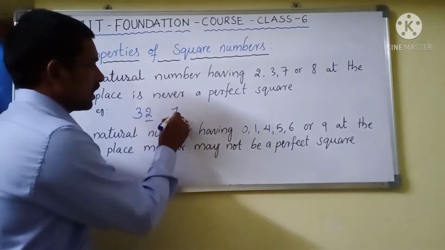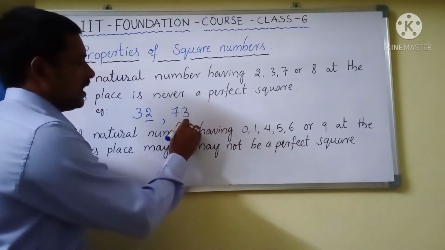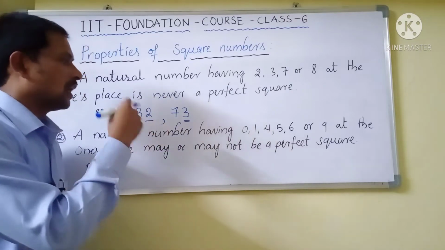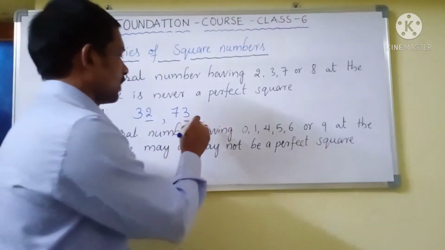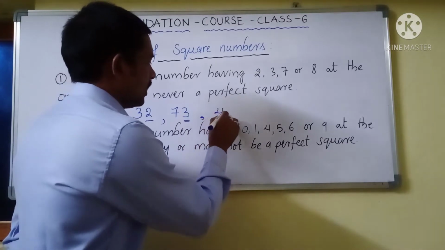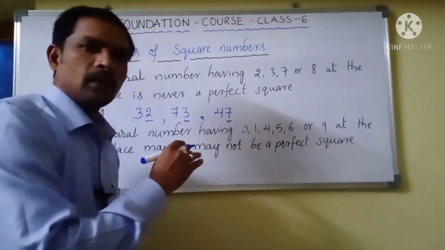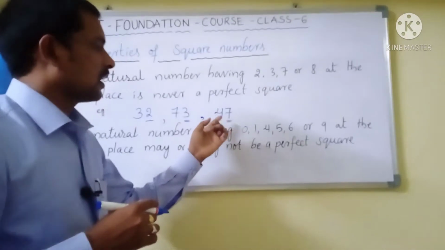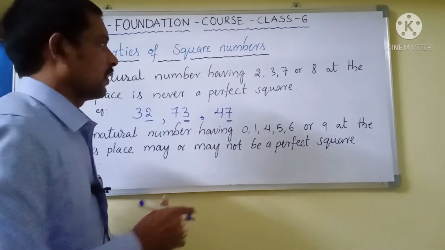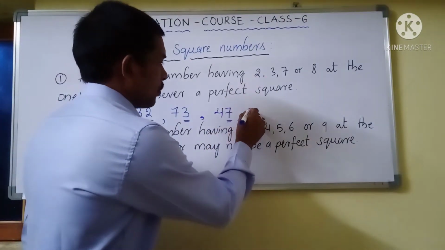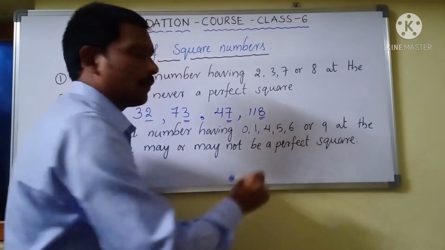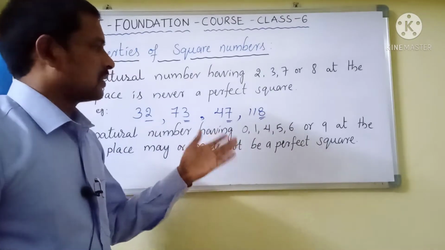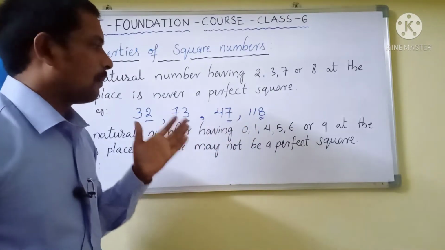One more example, 73. Any number ending with 3 at the ones place is never a perfect square. Then 47. Any number ending with 7 at the ones place is not going to be a perfect square. And one more, suppose 118. Any number ending with 8 at the units place is also not going to be a perfect square.